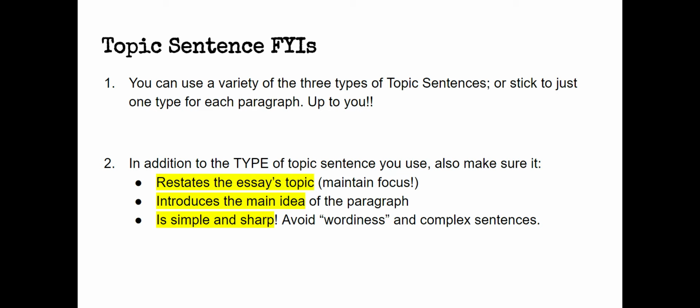Couple FYIs. You can use a variety of the 3 types of topic sentences in your essay, or if you'd like, you can just stick to one type for each paragraph. So if you want to just write all general topic sentences for your entire essay, that's fine. In addition to the type of topic sentence you use, also make sure it restates the essay's topic, introduces the main idea of the paragraph, and is simple and sharp. I want you guys to try and avoid the use of adverbs and adjectives in topic sentences. Make them simple, avoid complex sentences.